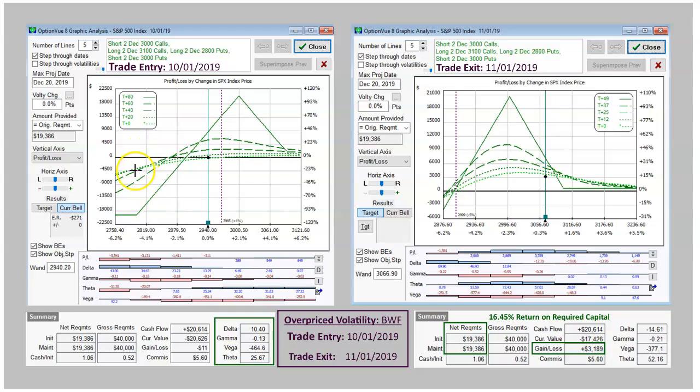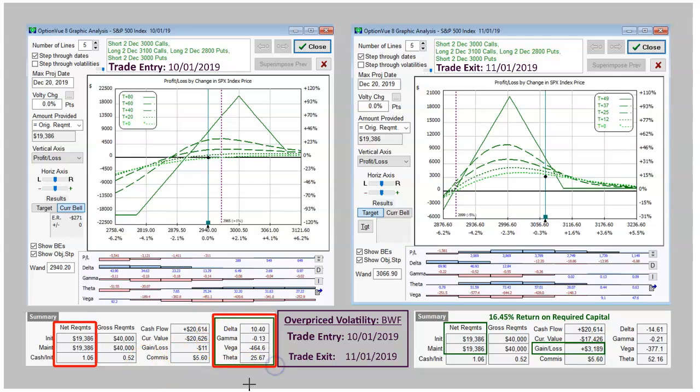What we have here on the left-hand side is a trade entry profile from OptionView as of 10/1/2019. The green lines that you see there represent the P&L and payoff diagrams for a broken wing butterfly, and the trade is approximately a $20,000 position, just for an example. And you can see the Greeks are listed here as well.